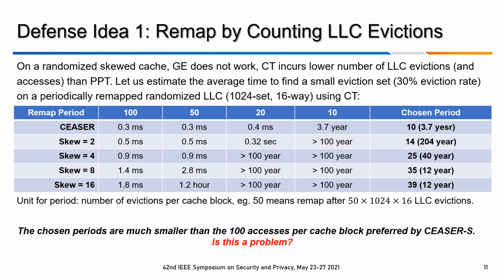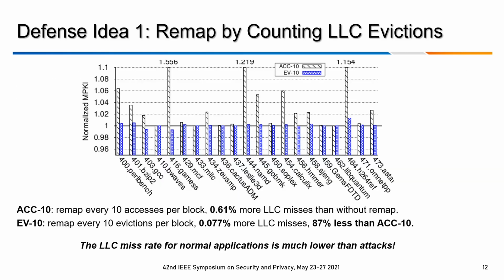Then comes the question. The estimated remap period is similarly much shorter than the 100 accesses per cache block preferred by CEASER. Is this a problem? Well, it may not be. So we put it into a comparison using the SPEC CPU 2006 benchmark.